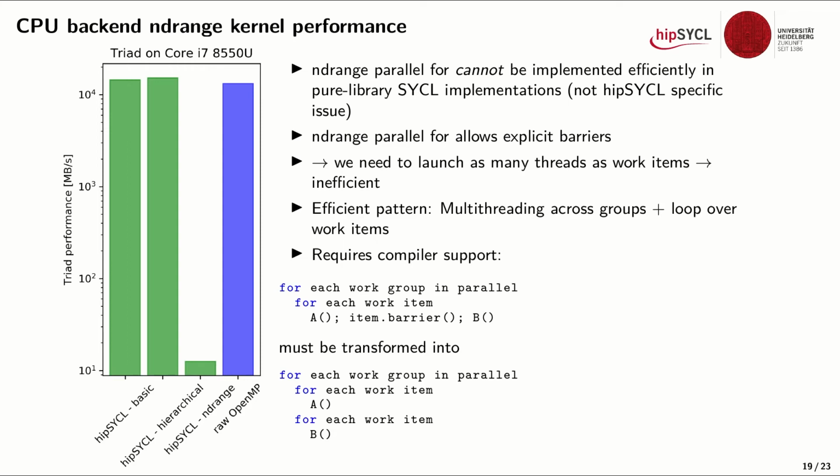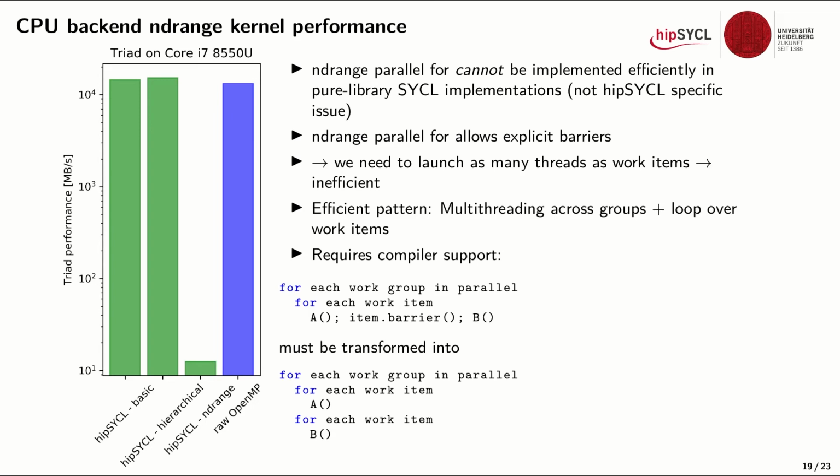The reason for this is that nd_range parallel_for allows for explicit barriers. This means that the SYCL implementation needs to be able to guarantee that all work items are able to reach the barrier at some point. And this means that we need to launch as many threads as we have work items in each work group. This is usually massively inefficient on CPU. Of course, a more efficient pattern would be to have multi-threading across groups and then a loop across the work items. And this is exactly how basic and hierarchical parallel_for work in hipSYCL. And as you can see, with this approach, you get the same performance as raw OpenMP.